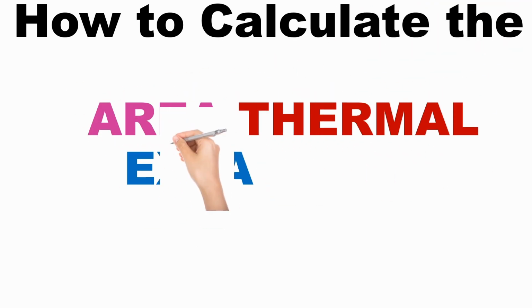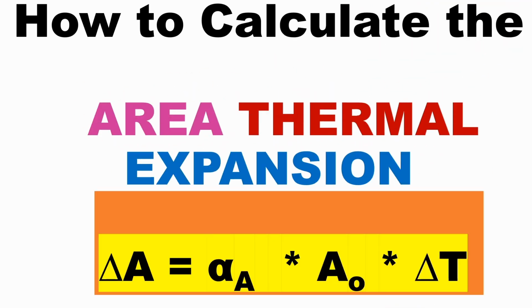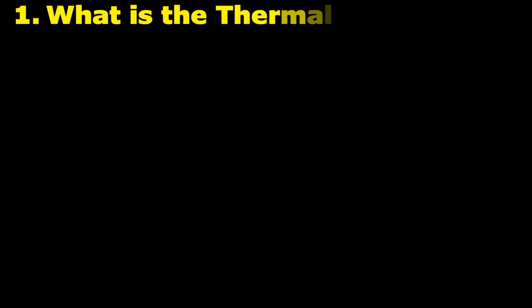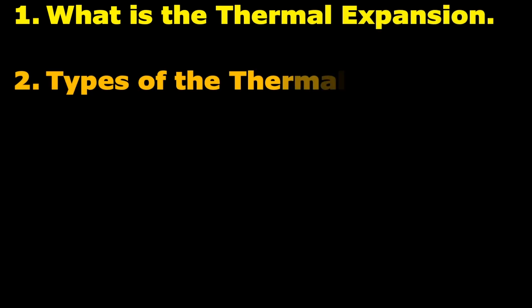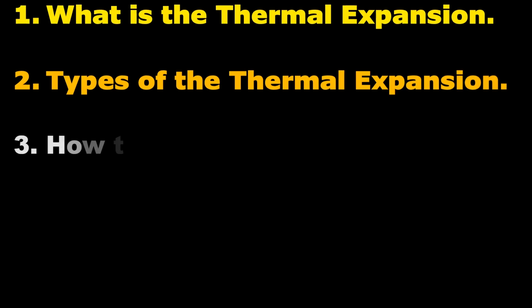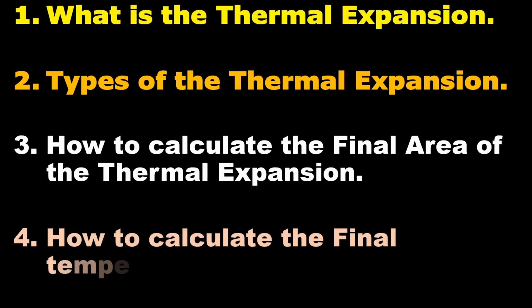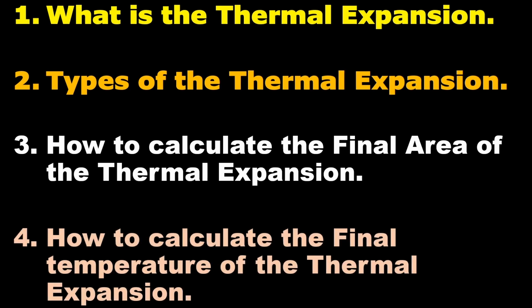Today, we will understand how to calculate the area of thermal expansion. Next, we will discuss this topic in the upcoming slides. The following topics will be addressed today. The first topic is what thermal expansion is. The second topic is types of thermal expansion. The third topic is how to calculate the final area of the thermal expansion. The fourth topic is how to calculate the final temperature of the thermal expansion. Next, we will discuss the above topics in the upcoming slides.